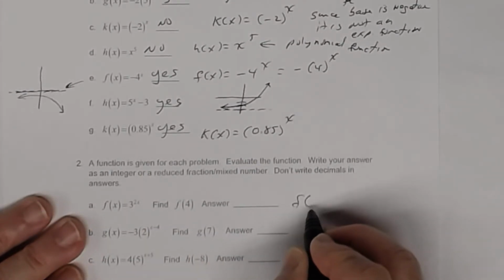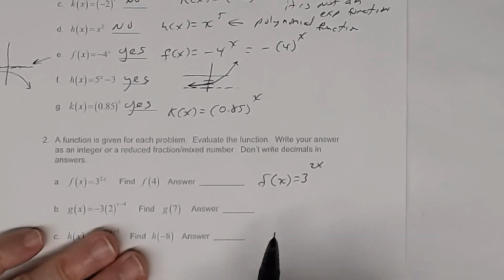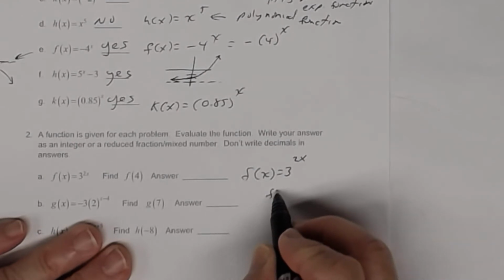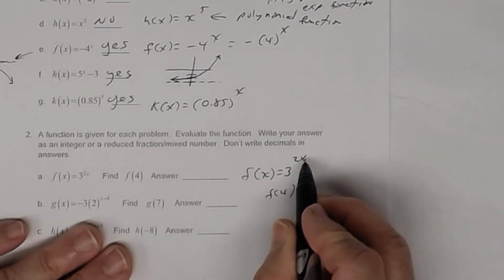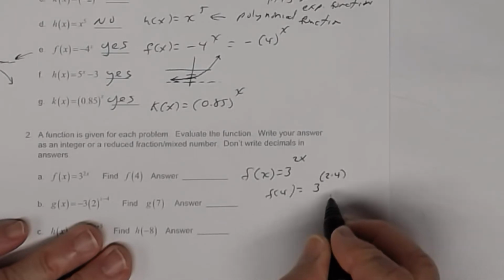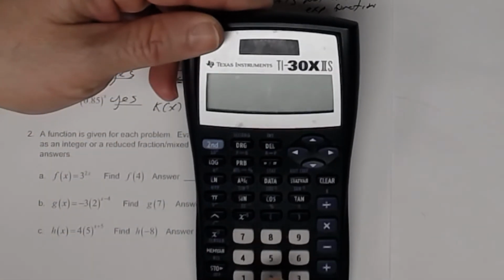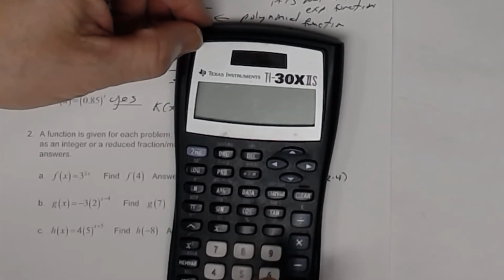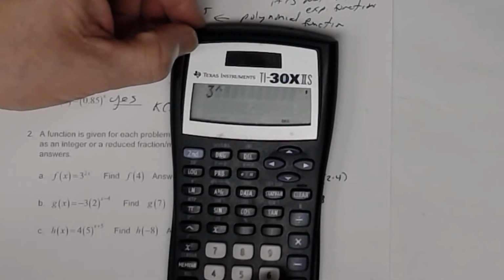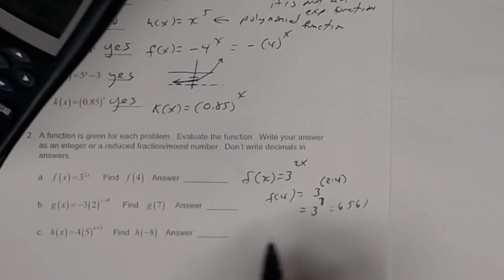All right, number 2a. So in 2a, you have this function, and you want to find f of 4. So to find f of 4, you're going to go to your function where we see the variable x, and you substitute 4. So you get 3 to the 2 times 4 power, right? And then 2 times 4 is 8, so that's 3 to the 8 power, and then use your calculator. So 3 raised to the 8th power equals 6,561. So that's 6,561.